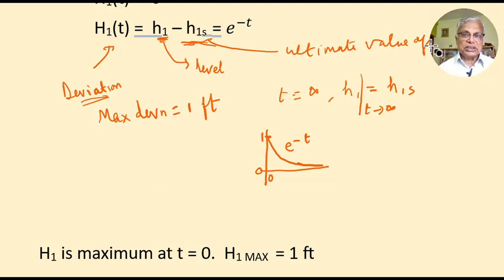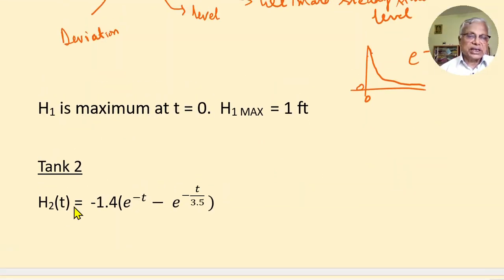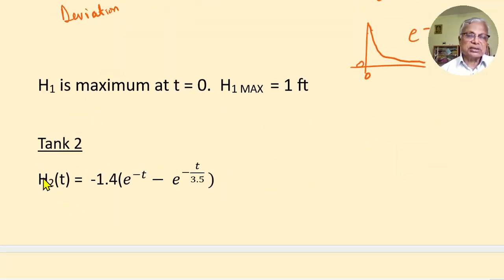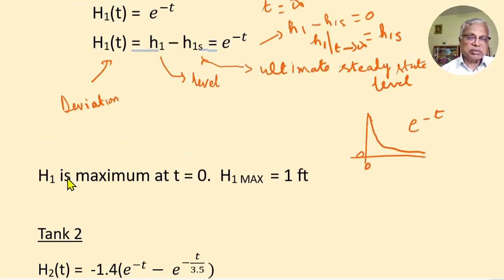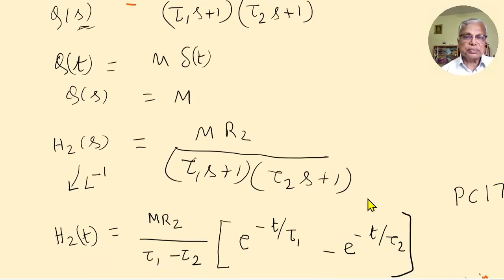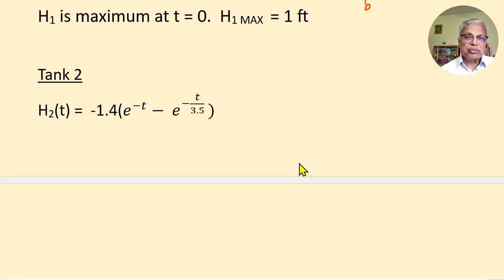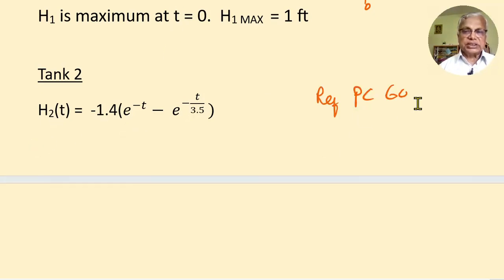Now let's go to the second tank. For the second tank, the response in the level of the second tank, capital H2(t), in terms of the deviation variable, we had found from the previous lecture, PC60. So H2(t) means H2 minus H2s.